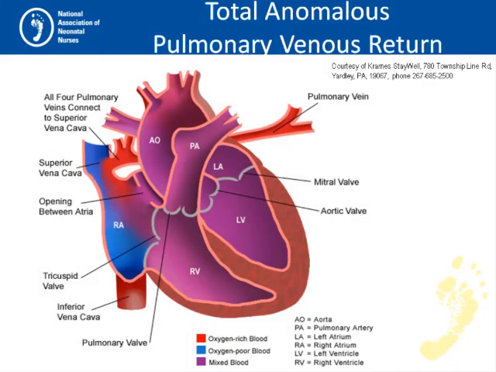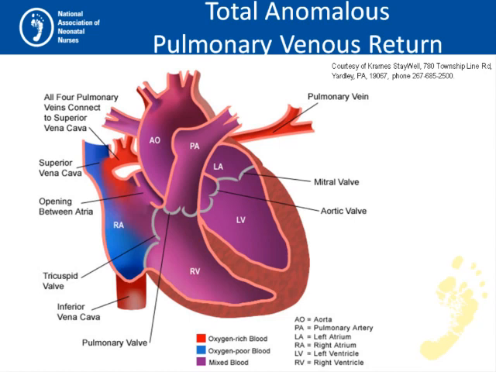In total anomalous pulmonary venous return, TAPVR, the pulmonary veins empty into the right atrium rather than the left atrium through a connection with the systemic veins. There is no connection between the pulmonary veins and the left atrium. If there is an atrial septal defect or a patent foramen ovale, some blood can cross into the left atrium and ventricle and into systemic circulation.